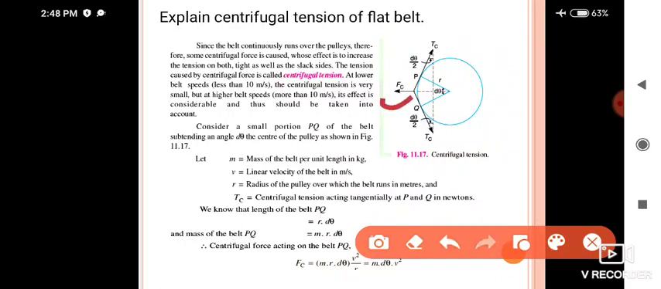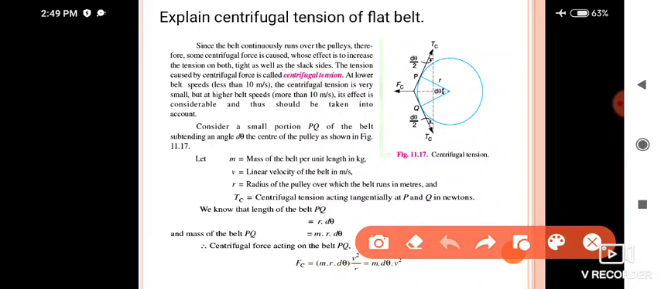This Fc indicates centrifugal force. Centrifugal tension is very small, but at belt speeds higher than 10 meters per second, its effect is considerable and thus should be taken into account. Here some derivation is required, but finally you just have to remember this formula. Just write the notations, what M indicates, V indicates, r indicates.